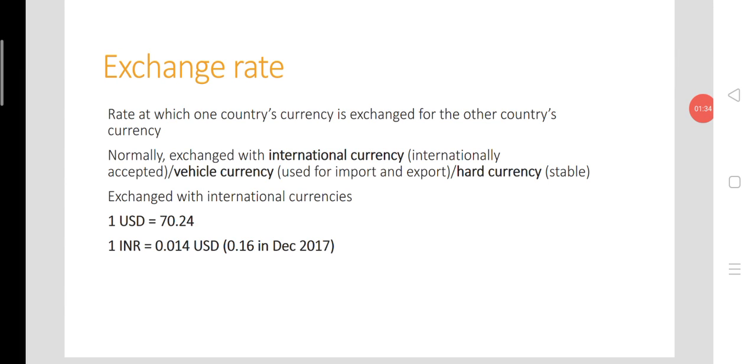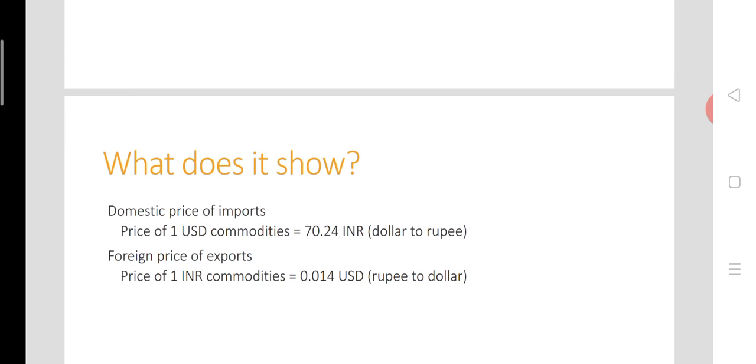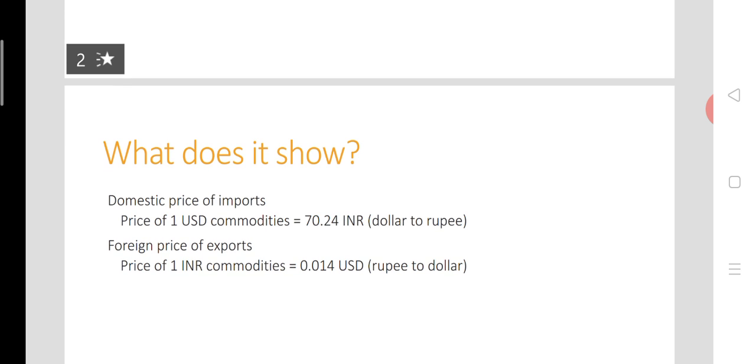Exchange rate is just the rate at which one country's currency is exchanged for another country's currency. Mostly the currencies are exchanged with international currencies. International currency is the currency which is widely and internationally accepted, and it is a stable currency. It will be a hard currency, and US dollar is an example of an international currency. Euro is another example. And what does the nominal exchange rate or just exchange rate show?